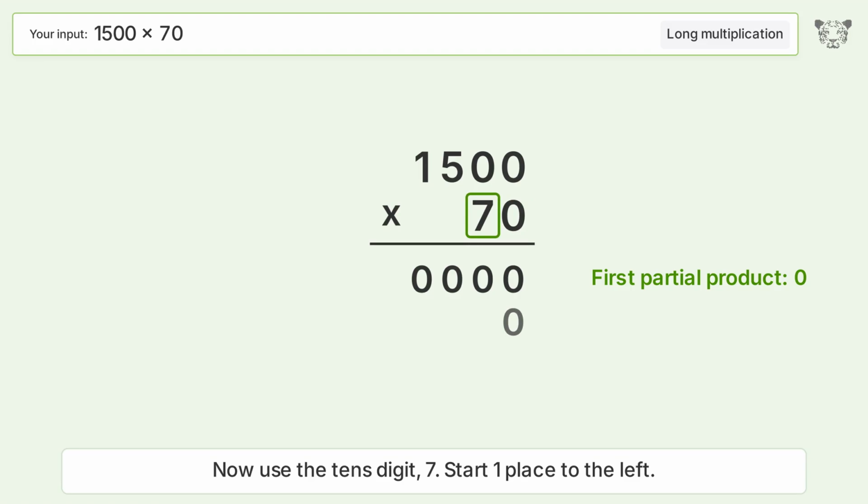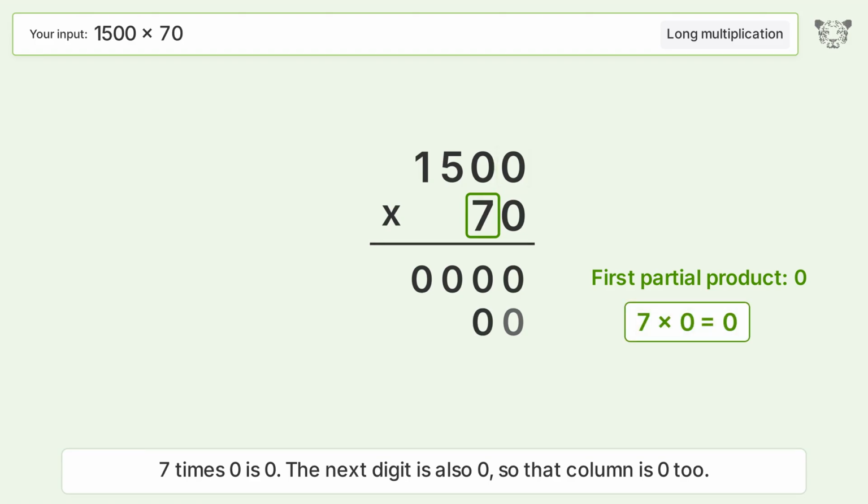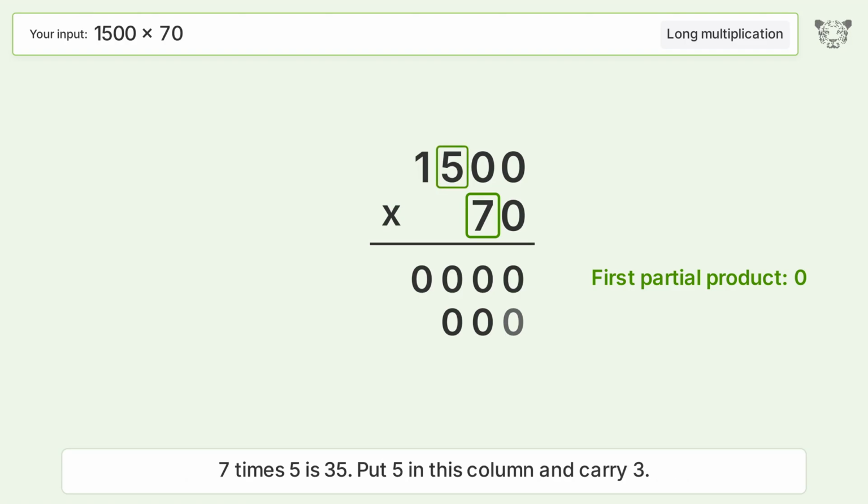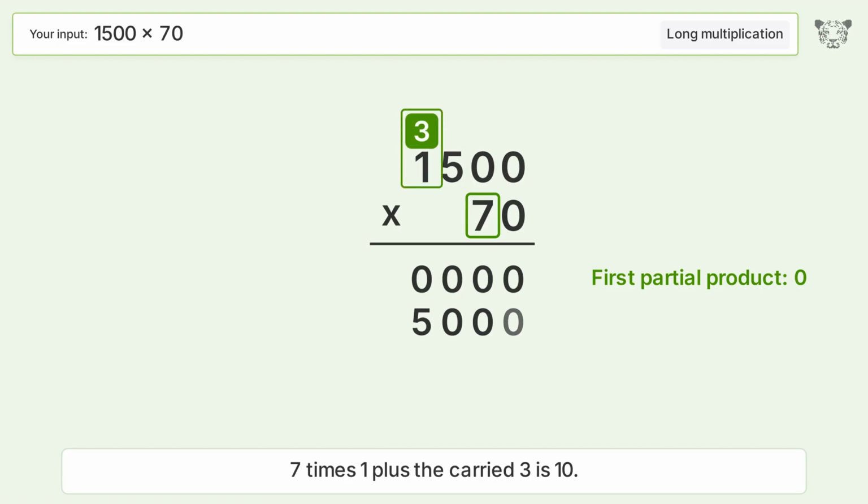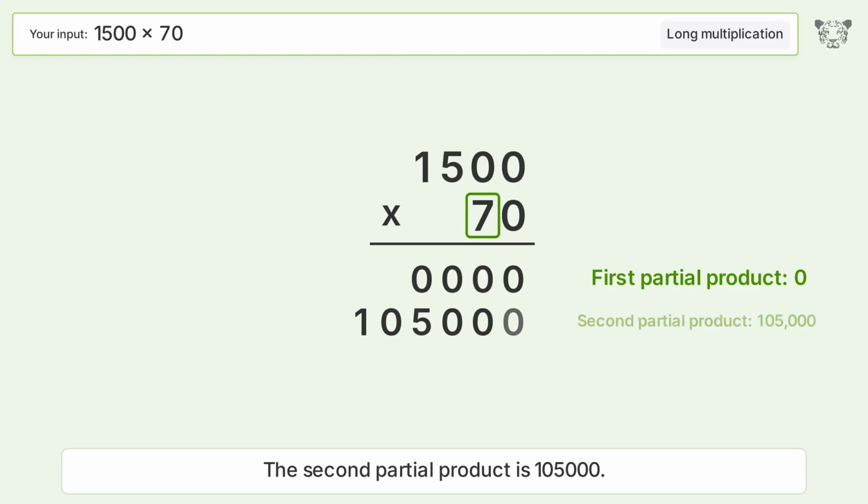Now use the tens digit, 7. Start one place to the left. 7 times 0 is 0. The next digit is also 0, so that column is 0 too. 7 times 5 is 35. Put 5 in this column and carry 3. 7 times 1 plus the carried 3 is 10. The second partial product is 105,000.